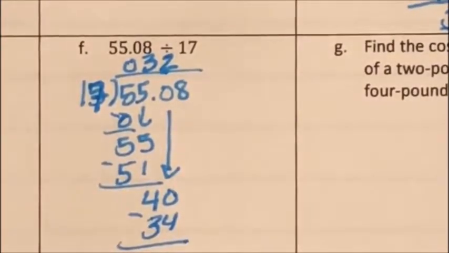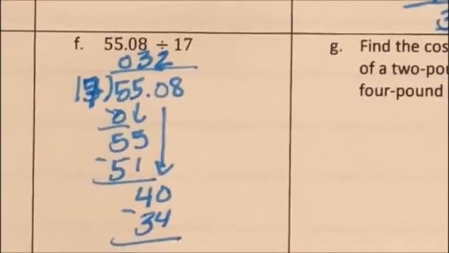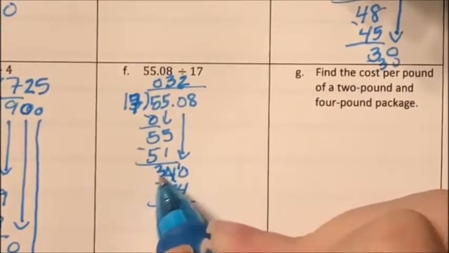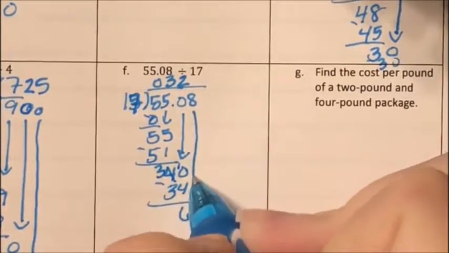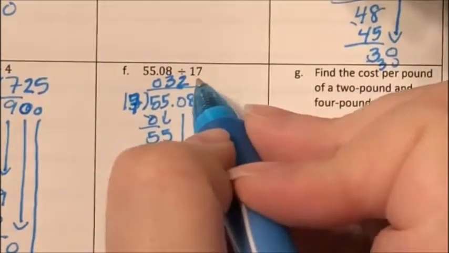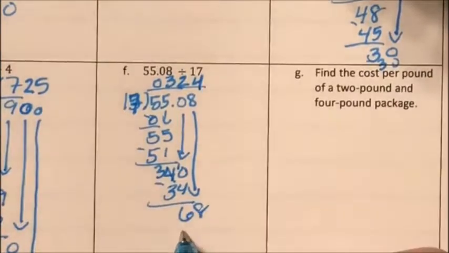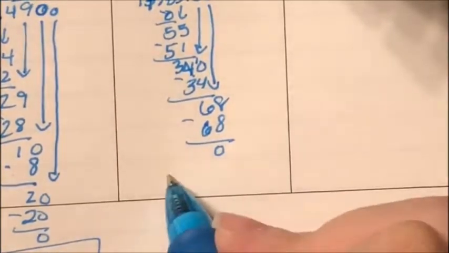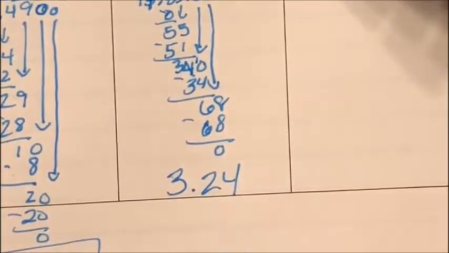Okay, so I'm going to subtract, which gives me 6. I bring down my 8. 17 goes into 68 4 times, which gives me 68, which gives me 0. Okay, so my answer, after I bring up my decimal, is 3.24.